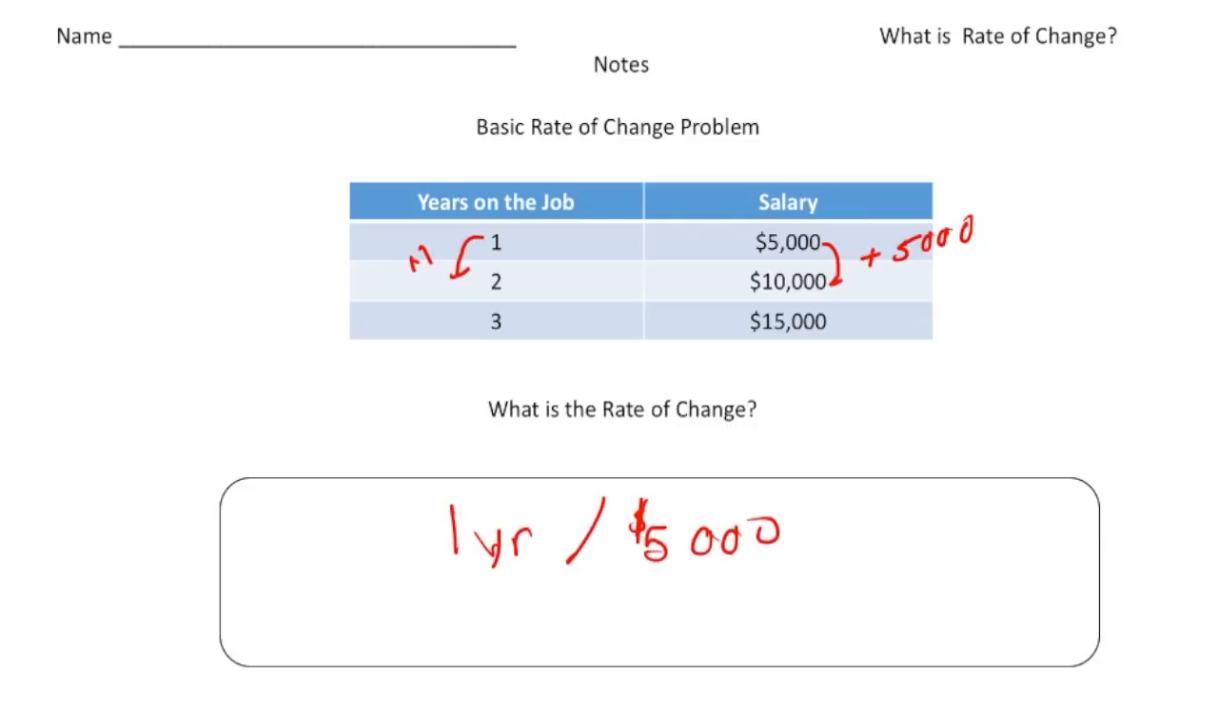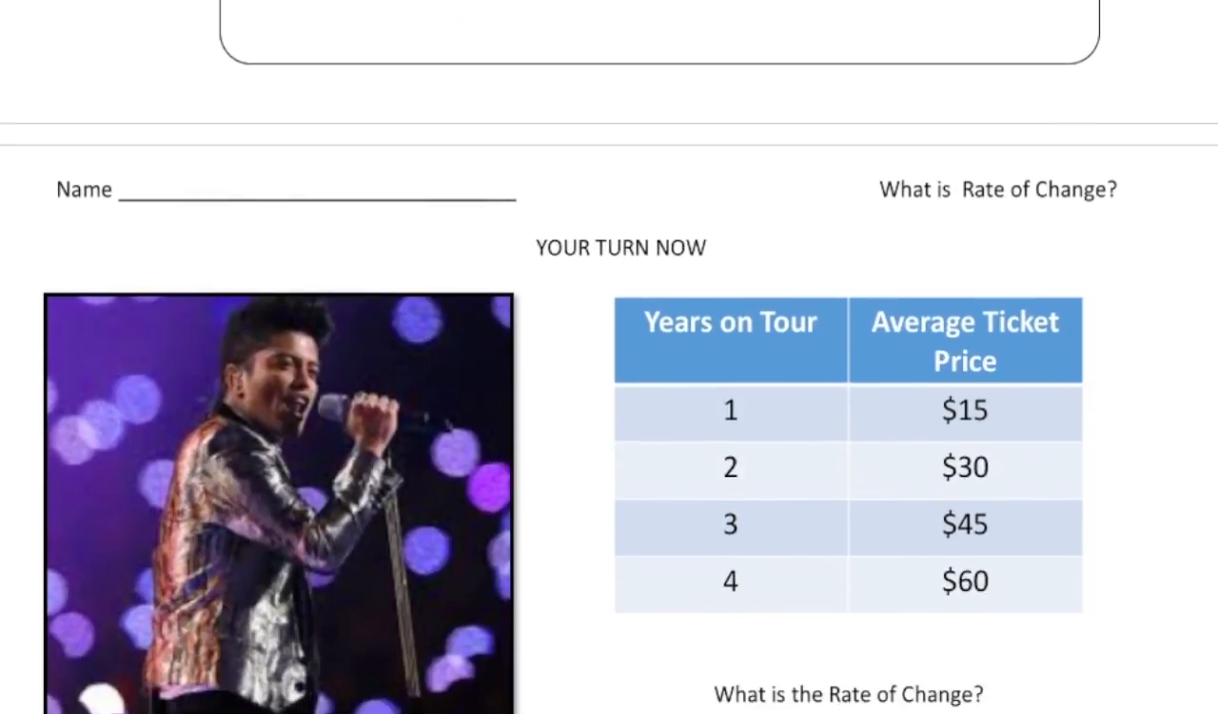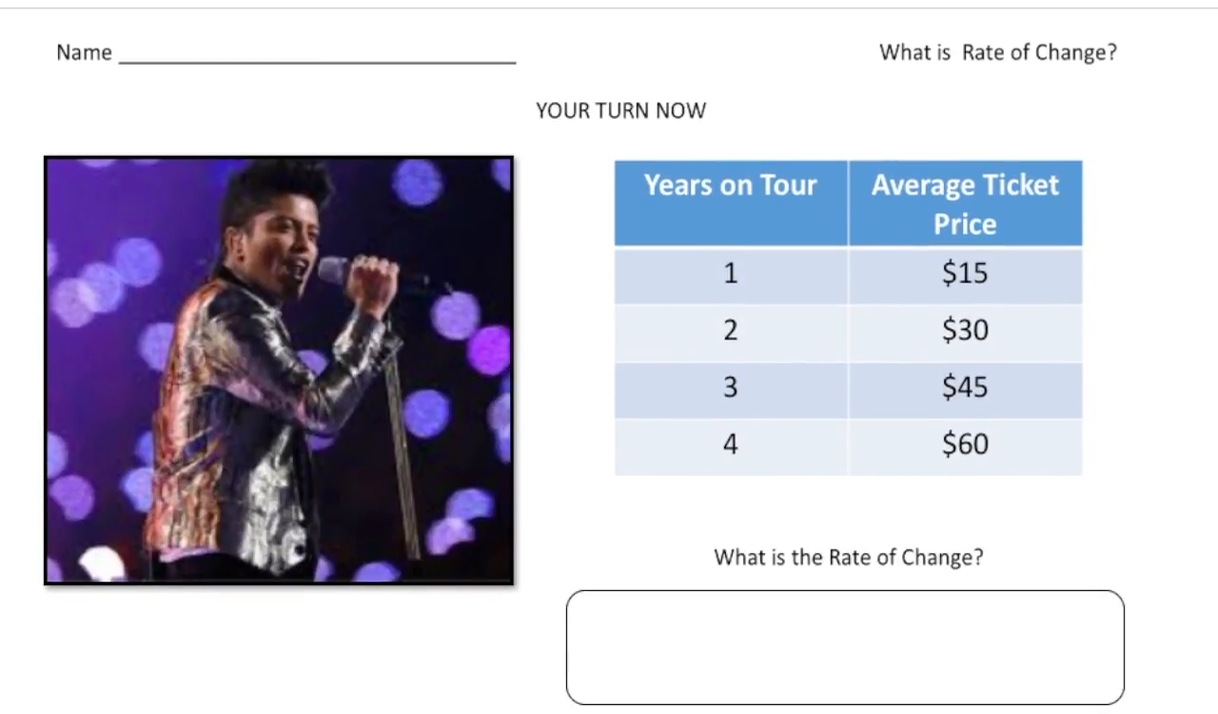Let's try this last one about Bruno Mars. Here we have the number of years on tour, and then the average ticket price. If you notice, it's definitely an upward trend, especially as he became more and more popular. So for every 1 year on tour, it looks like the average ticket price is increasing by $15. So for every 1 year, the price is increasing by $15, and that's the rate of change.